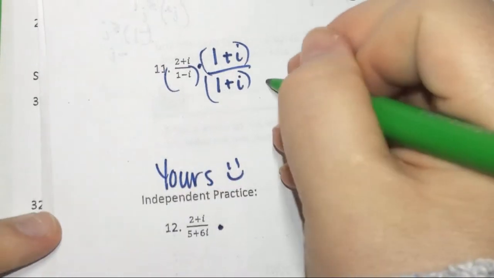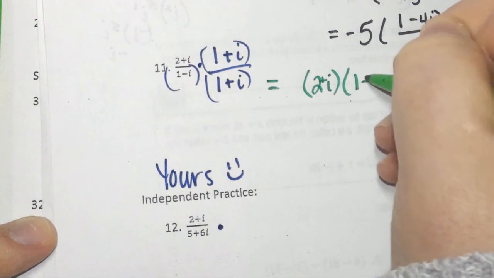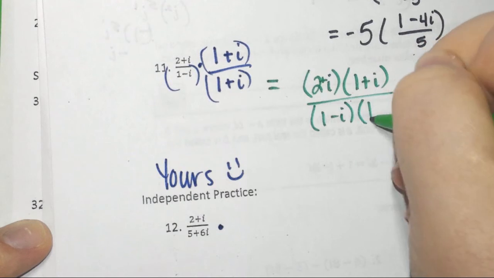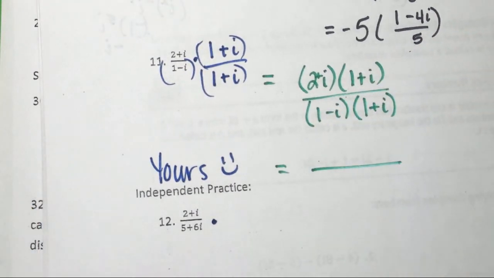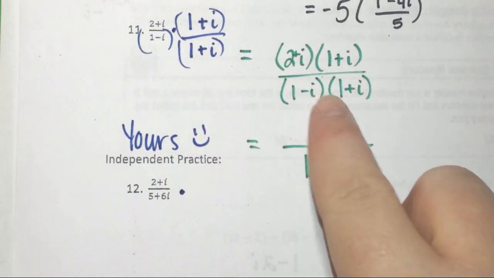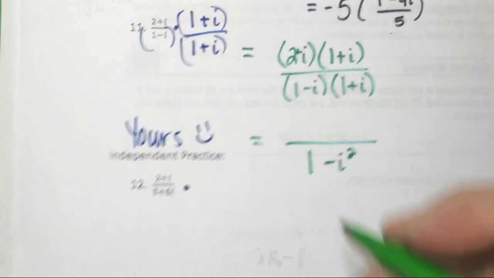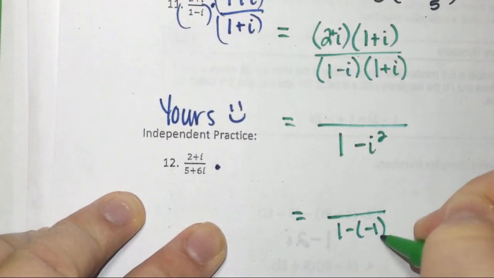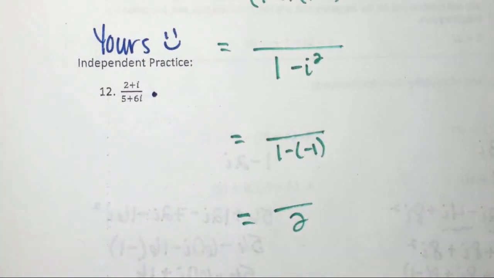So in my numerator, I'm going to have to FOIL. I've got 2 plus i times 1 plus i. In my denominator, I've got 1 minus i times 1 plus i. I'm going to do that denominator first. We know it's going to work out nicely. We'll have a 1 for the first. The outer is positive i. The inner is negative i. And those cancel out. Our last is negative i squared. But we know i squared is really negative 1. So I've really got 1 minus negative 1, which ends up being a positive 2 in the denominator. So life worked out nicely for that denominator.